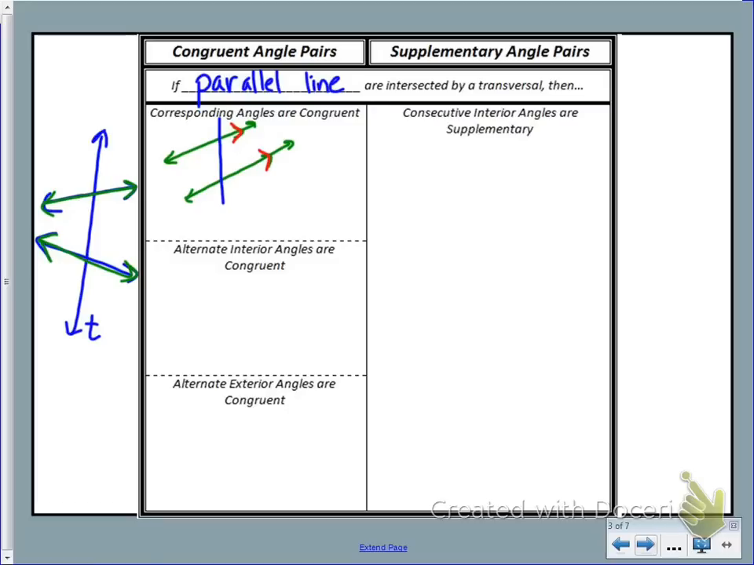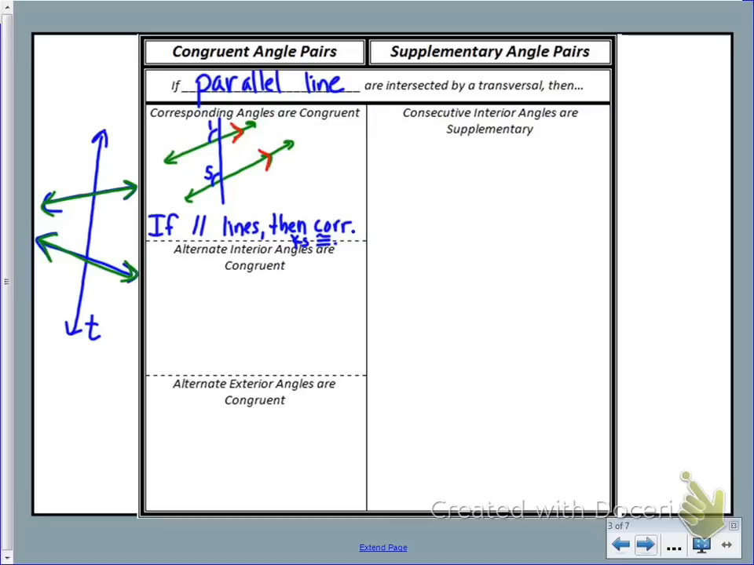So for example, angle 1 would correspond to angle 5, so angle 1 will be congruent to angle 5. The way we would write this as an explanation in if-then form is: if parallel lines, then corresponding angles congruent. We can abbreviate corresponding as CORR. So anytime the lines are parallel, then corresponding angles must be congruent.